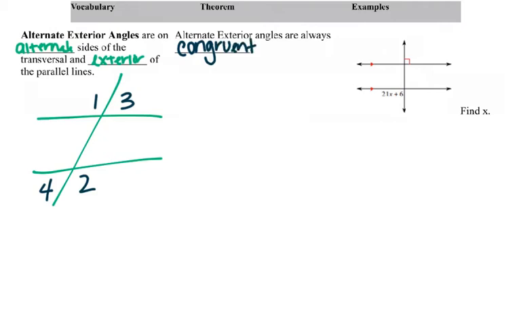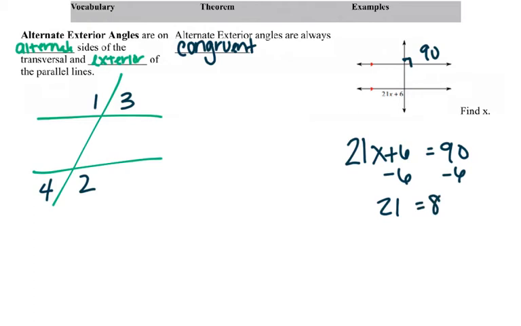So if I look at my example, I have this angle and I have this angle. They're on alternating sides of the transversal. They're on the outside of the parallel lines. They have to be alternate exterior angles, but we know that those are congruent. Also remember that this symbol means 90, so I'm going to set them equal to each other. I'm going to get rid of 6 by subtracting, and I'm going to get rid of 21 by dividing, so x equals 4.